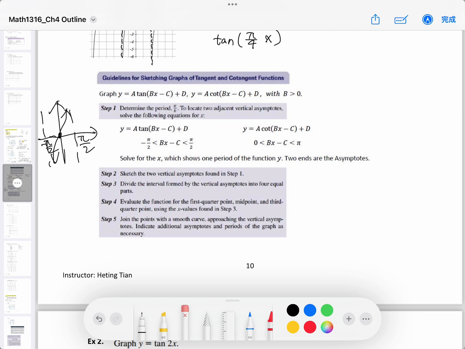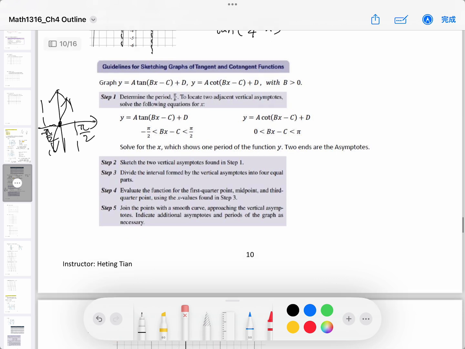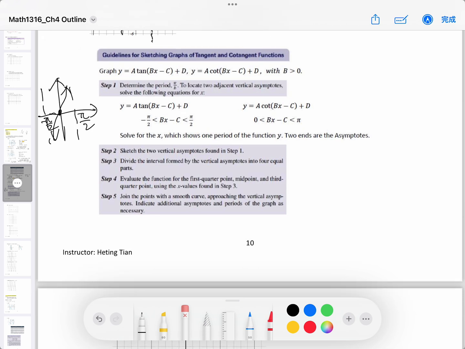We can have the initial and terminal x values: the first x value maps to the vertical asymptote, the last one maps to the vertical asymptote, and in the middle I can find the 3 key points. Okay, so step 2, sketch the vertical asymptotes. Step 3, divide the interval formed by the vertical asymptotes into 4 equal parts.